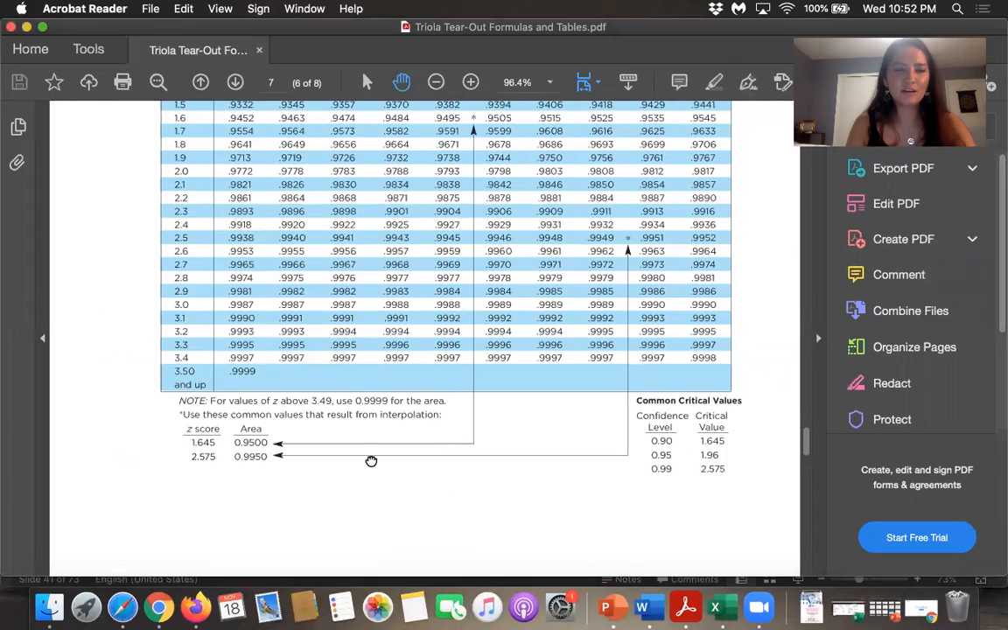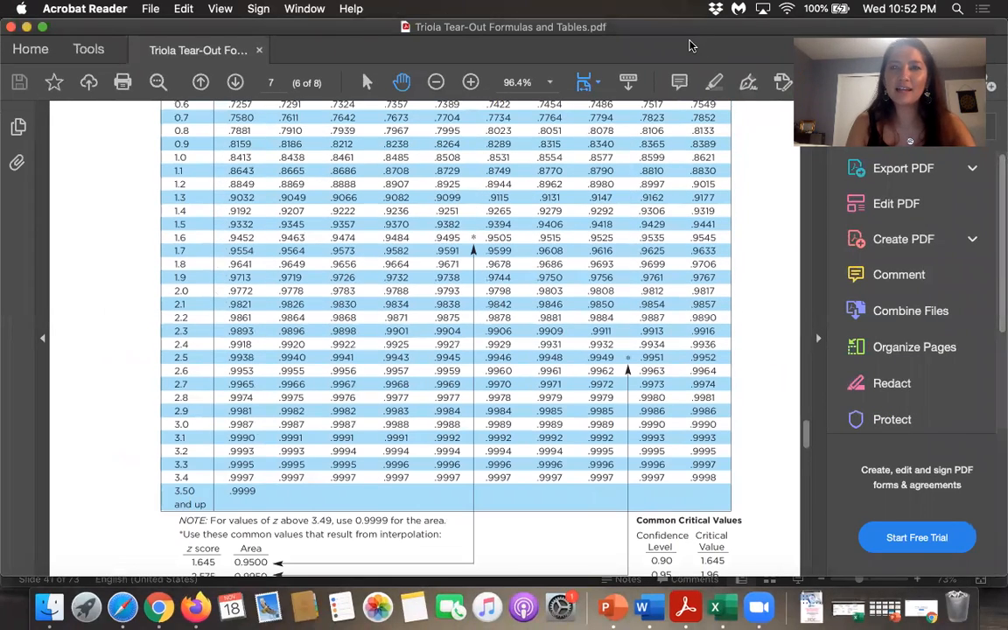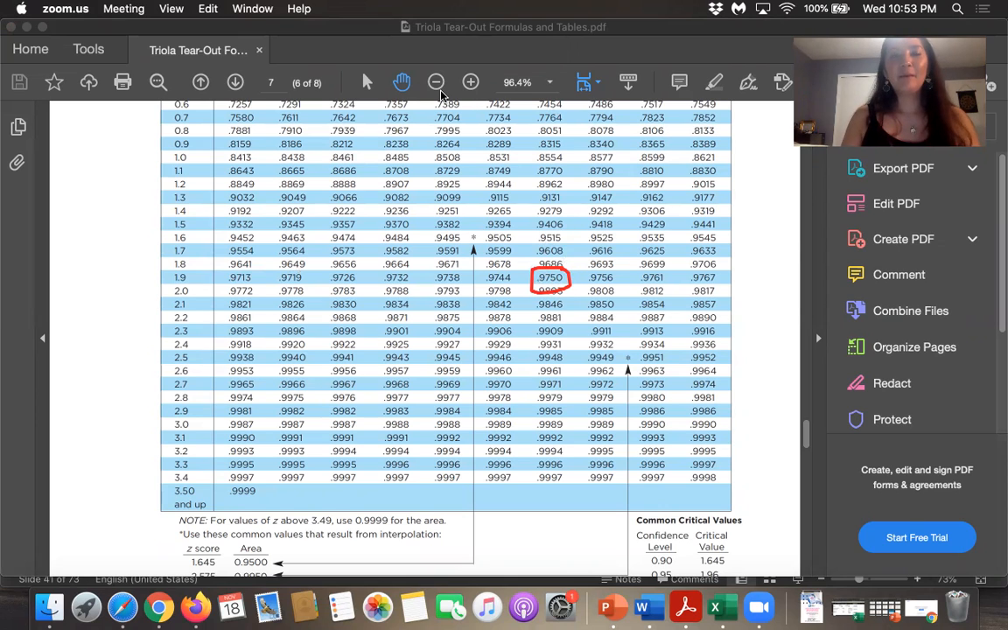So we go over here and we're looking for 0.975 in the body of the table. And there it is right there. The corresponding z-score is 1.9, and this is 1.90, 1.91, 1.92, 3, 4, 5, and 6. So this corresponds to a z-score of 1.96, as we showed on the slide.